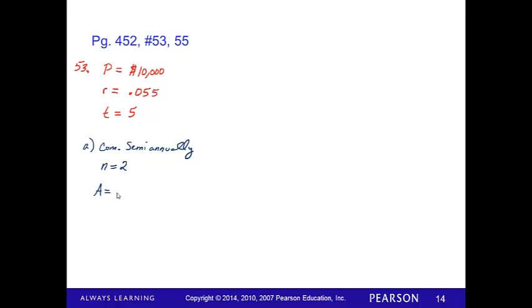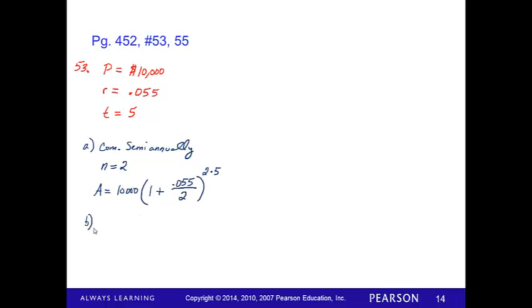So A is going to be equal to 10,000 times 1 plus 0.055 divided by 2, all raised to the 2 times 5. All you do is fill it in. And when you're typing this in your calculator, depending on your calculator, you could type this entire thing, or you can do it piece by piece, which means you'll work with parentheses first, then your exponents, and then you multiply.